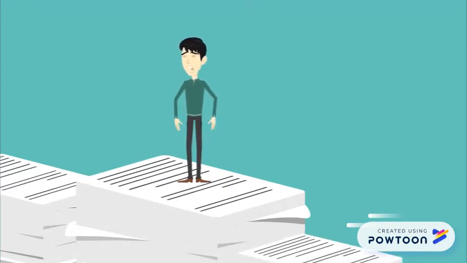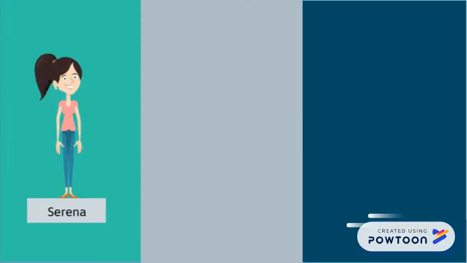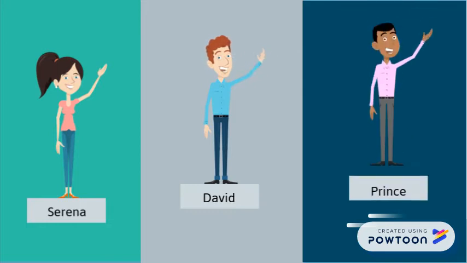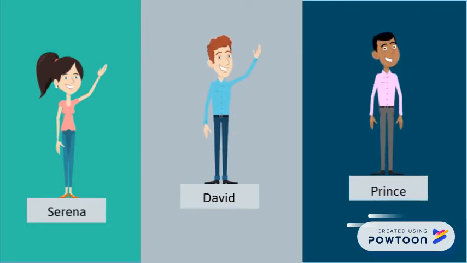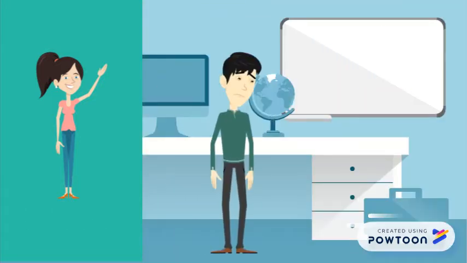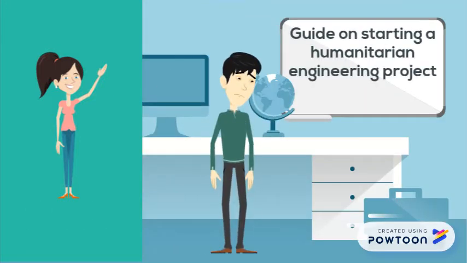Hey, you over there, have you just been given a humanitarian engineering project and now you're feeling a bit lost? My name is Serena and these are my friends David and Prince. We are EWBers and we're also in our final year of engineering. We were once sitting exactly where you are now and know how you're feeling, so we're here to help you get started.